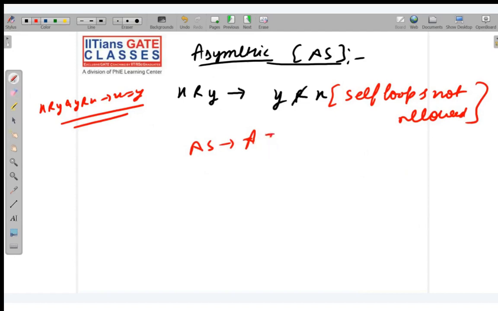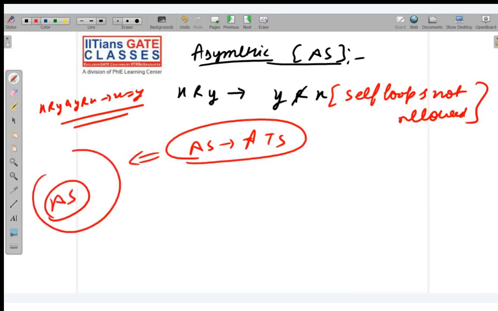So AS implies ATS. So directly, indirectly, this means if AS is this, ATS will be like this. Any doubt? So it is the same thing only. The only difference is that self loops are not allowed in AS, but in ATS self loops were allowed. That is the only difference that we have got. Okay, so I will give you a few examples just for the sake of clarity.